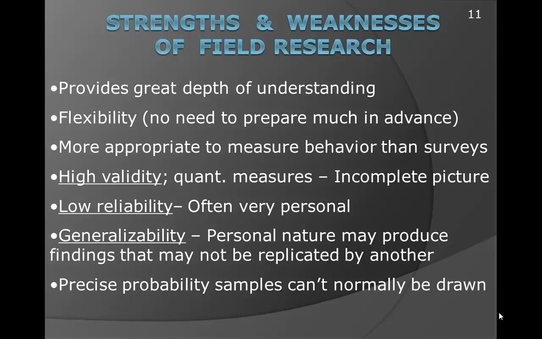The weakness is that it very seldom can yield a precise descriptive statement about a large population. It's more specifically about the research that you're conducting at the current time. And precise probability samples cannot normally be drawn, so that becomes problematic when you think back to the chapter about sampling and how it's so important to have a random sample if you want to generalize it to the population.